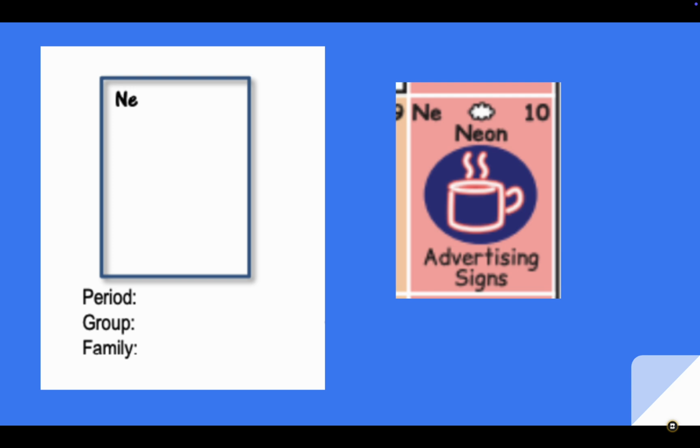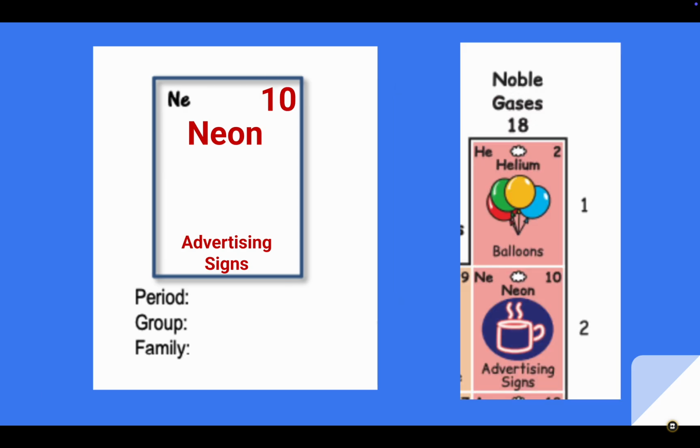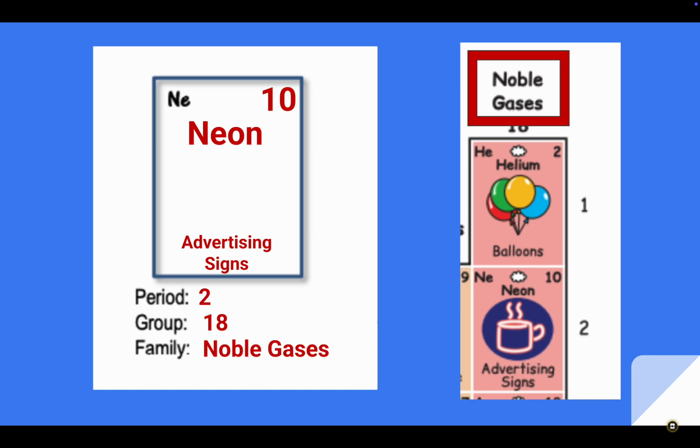So the element symbol is there. Great. We need the atomic number. Remember, this is the number of protons. So go ahead and put in 10. We need the element name. And then I'm not making you draw a picture, but we do need what it is used for. So you're going to put in advertising signs. And then you have to put in the period, group, and family. So if you look right next to neon, you've got the number 2 there. It's in the second period. It's in group number 18. And the family name is Noble Gas. So then you're done with that one.